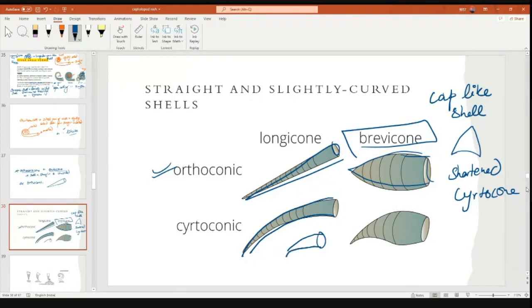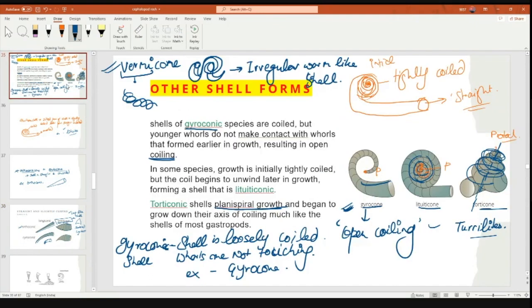Okay, somehow straight and somehow curved like this. So these are the shortened cyrtocone, or you can say cap-like structure. These will be known as the vermicone. Okay, vermicone. So you have to remember vermicone, orthoceras, lituticone, torticone, and one more is there, this one, gyrocone.